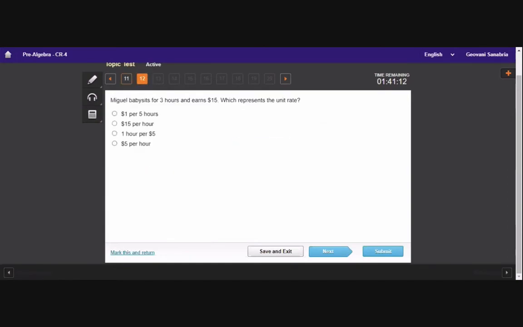Okay. 3 hours and $13, which represents the unit rate. So it'd be A. One. Oh no, wait, no. He made $15, so $15 an hour. Or wait, I think so. 1 hour per, I think, 5. So 1 hour per 5, right? Because he's making $5 an hour, so it would be the $5 per hour.